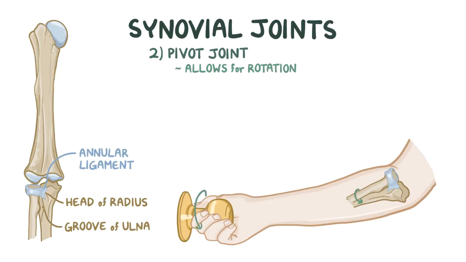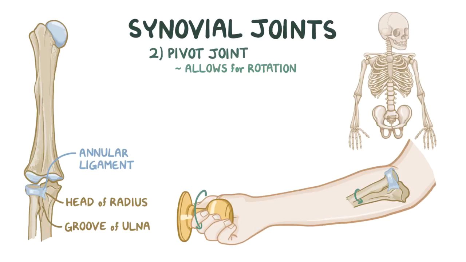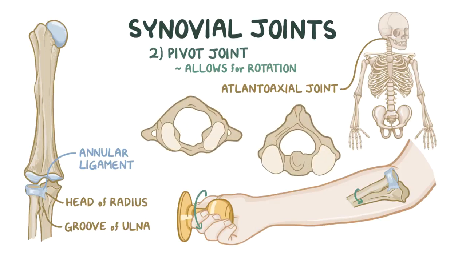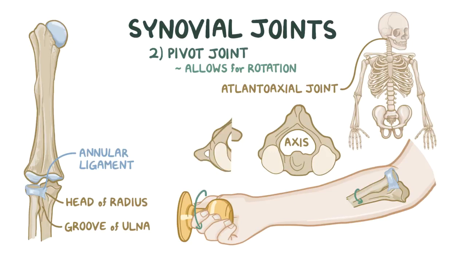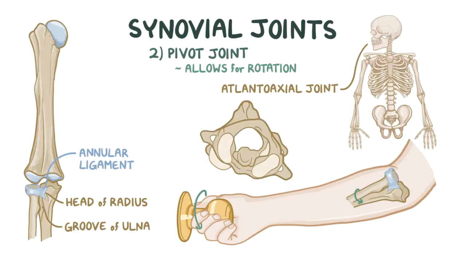There's another pivot joint at the distal radioulnar joint, as well as one at the atlantoaxial joint. The atlantoaxial joint is between the two top vertebrae of your spine, the atlas and the axis, right at the junction of your head and neck, and it's the one that allows you to shake your head when you say no.